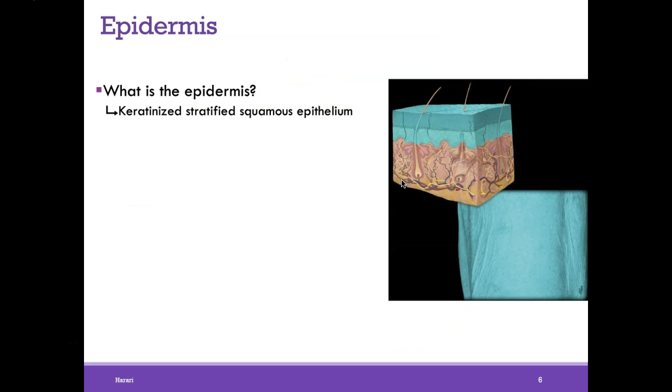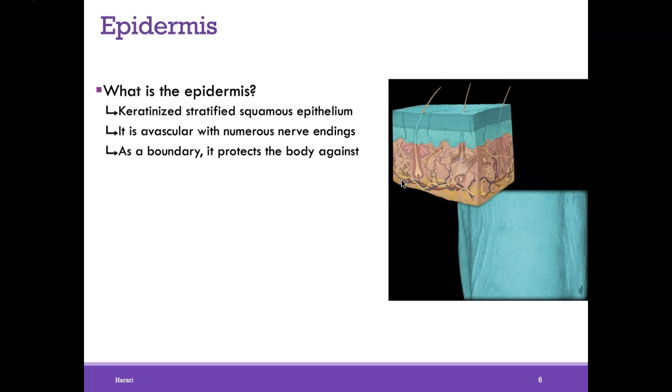So what is the epidermis? We said it was keratinized, stratified, squamous epithelium. It is avascular, meaning it lacks blood vessels and therefore depends on the diffusion of nutrients from the underlying connective tissue. It does have some nerve endings for touch and pain, but most sensations of the skin are due to nerve endings in the dermis, actually.